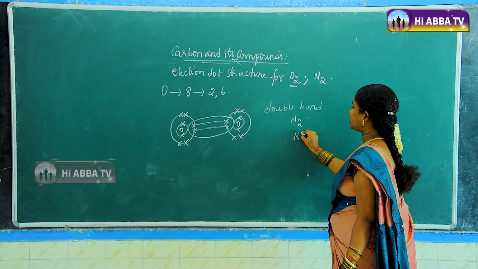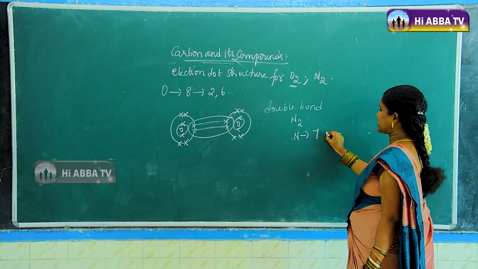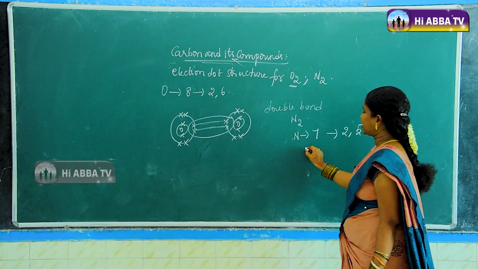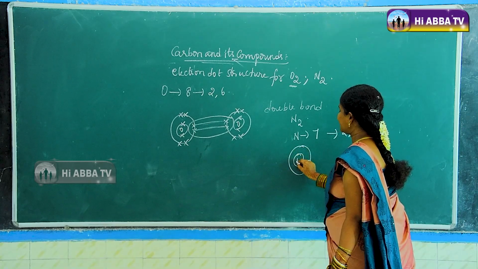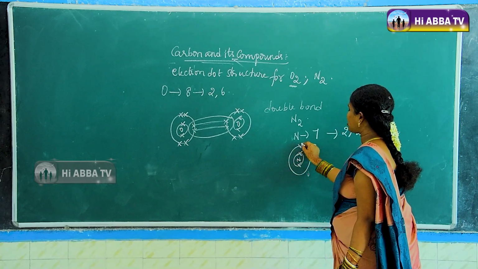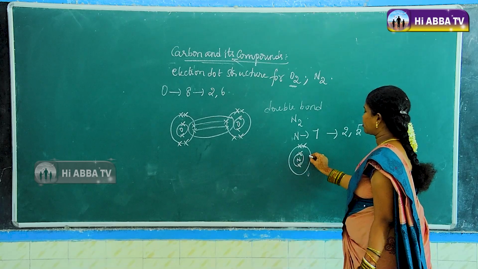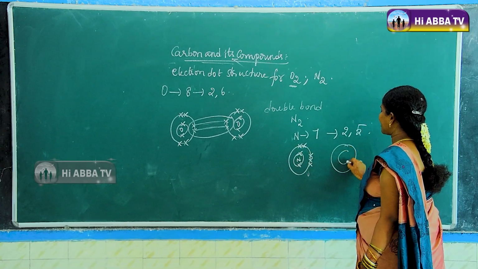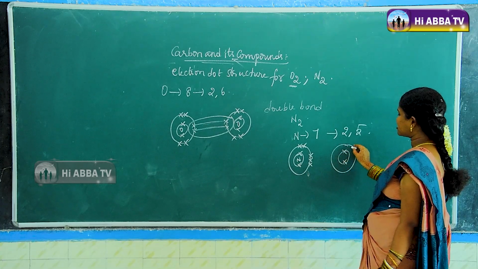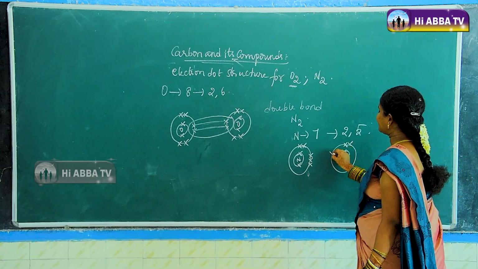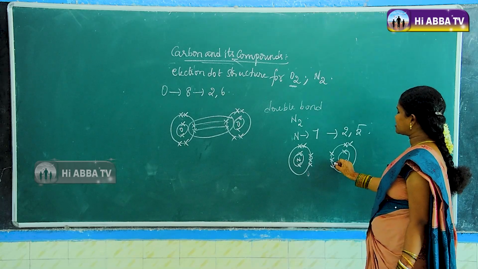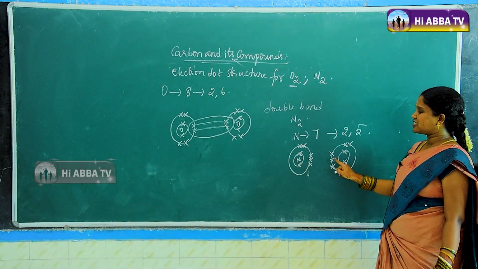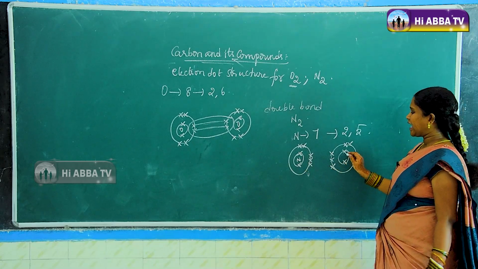We'll go for nitrogen. Nitrogen's atomic number is 7. So how will I write the electronic configuration? 2, 5. So for nitrogen, first shell 2 electrons, second shell 5 electrons. So 1, 2, 3, 4, 5. And for the other nitrogen atom, the K shell consists of 2 electrons and the L shell consists of 5 electrons. Our aim is to make what? Both the shells completely filled with 8 electrons.